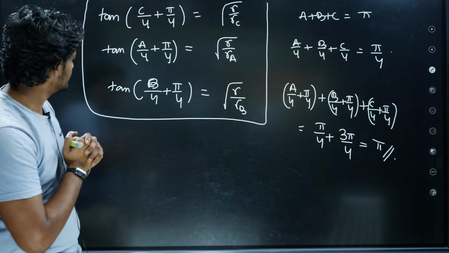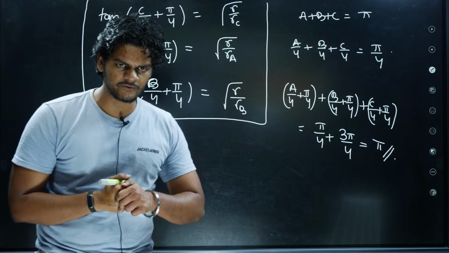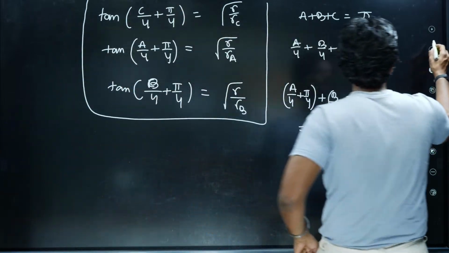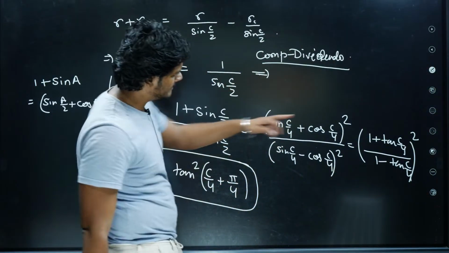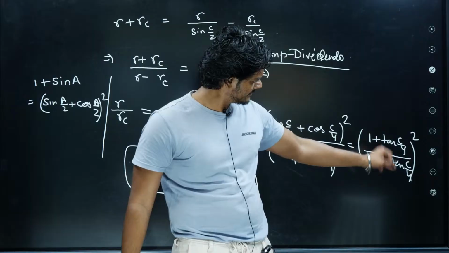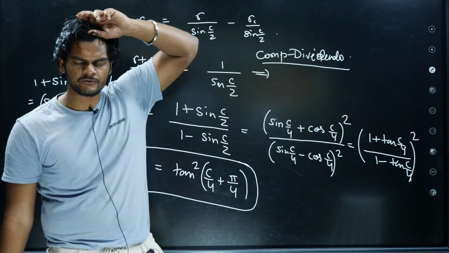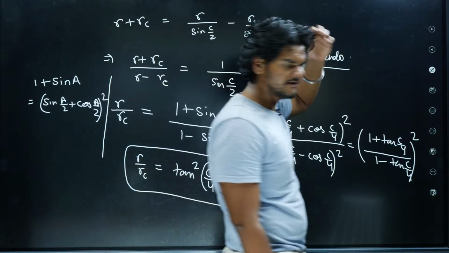Is that clear? It's not pi by 4 minus x by 4. No, that is plus. I didn't make any mistake, I hope. So this was plus, 1 plus tan C by 4 by 1 minus tan C by 4. That is tan of pi by 4 plus C by 4. So I hope that's not wrong. There's no mistake in there.